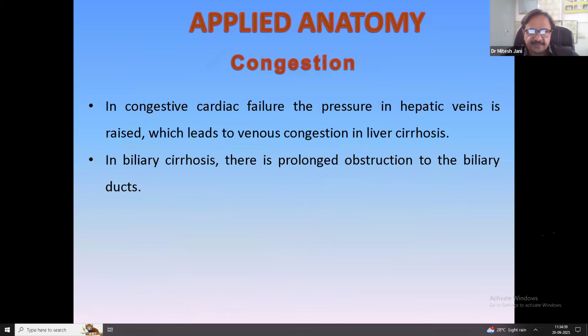Now, congestion. In congestive cardiac failure, the pressure in the hepatic vein is raised, which leads to venous congestion in the liver. In biliary cirrhosis, there is a prolonged obstruction in the biliary duct.